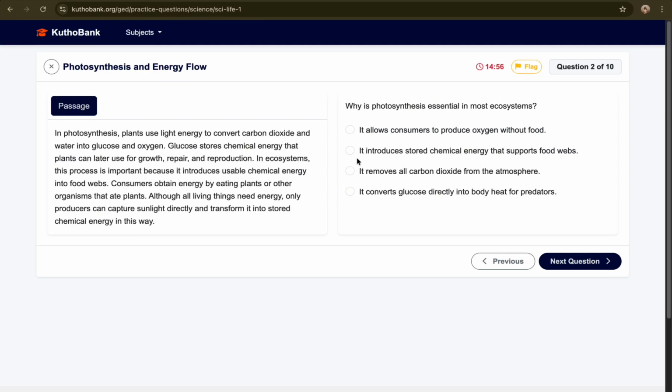Now choice B. It introduced stored chemical energy that supports food webs.